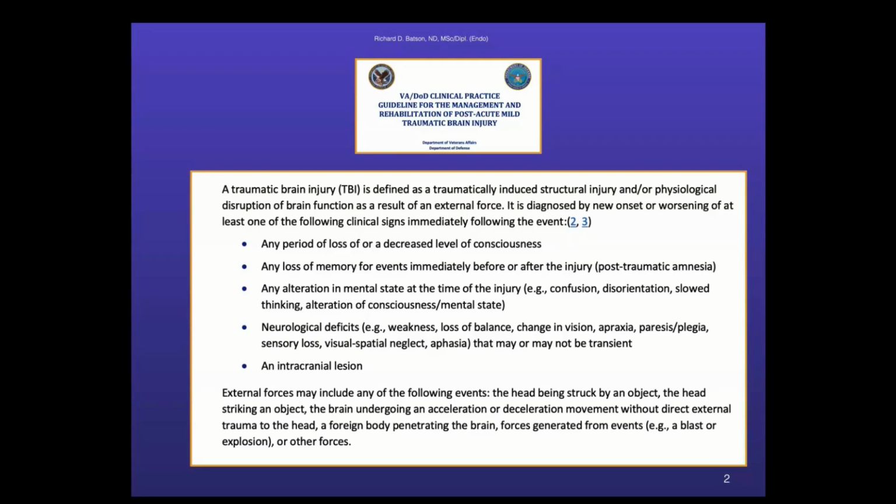The rest of it is really, we don't have to go over this, but normally we're looking for a period of loss or decreased level of consciousness, post-traumatic amnesia, which can be either retrograde or antegrade, alteration of mental status, things like confusion, disorientation. Commonly, people will say, I felt stunned or I saw stars, that type of thing. And then any focal neurological deficits, which you see here.